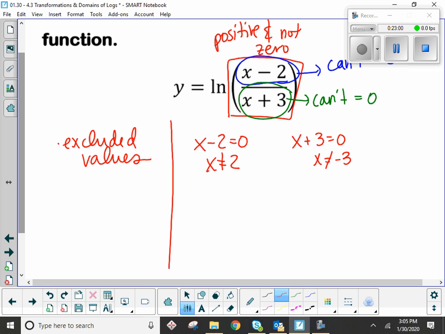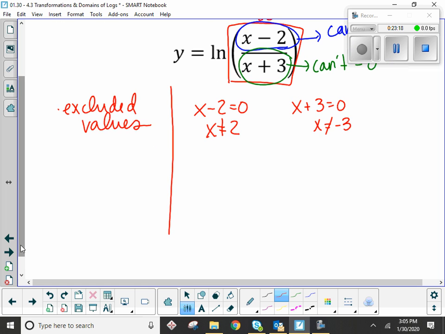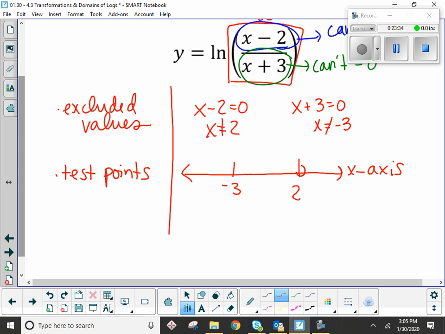Identifying those only keeps us safe on the can't be 0 stuff. It has nothing to do with, well, what will keep it positive? What's the thing we're going to do next to figure out the positive values? Test points on a number line. So this represents my x-axis, my domain. I have these points at -3 and 2, open circles because they're excluded.